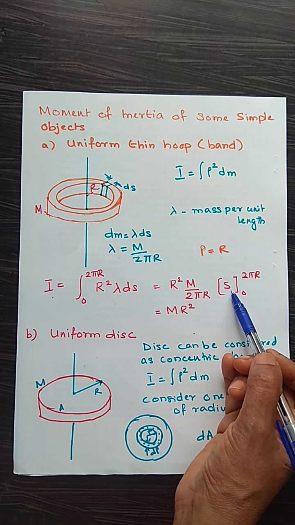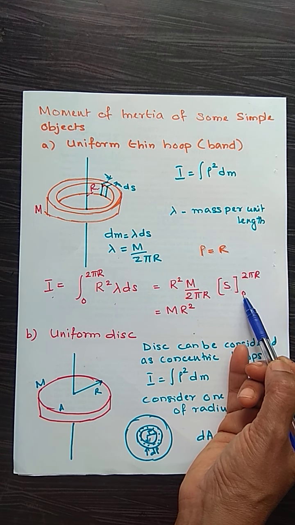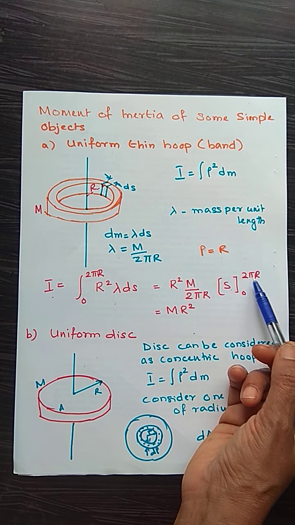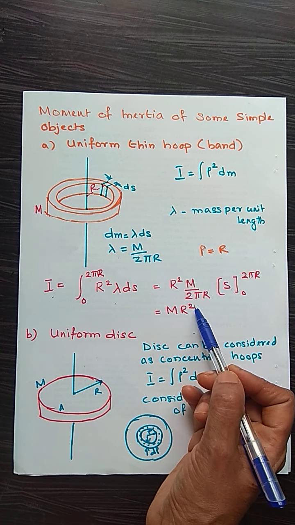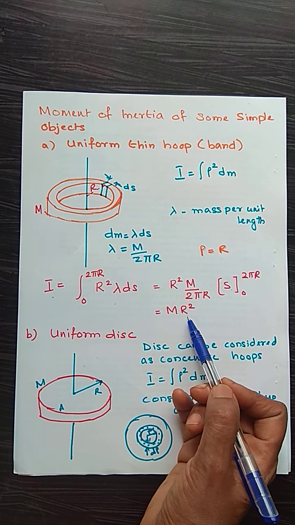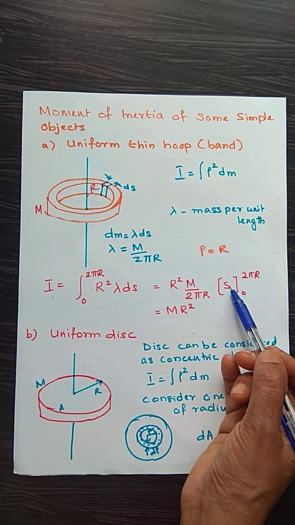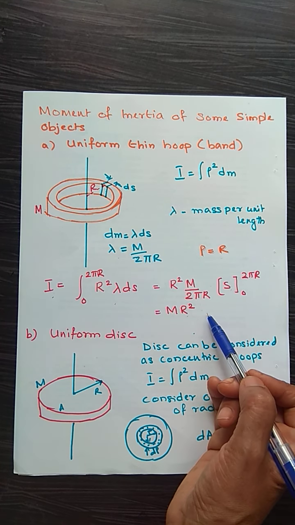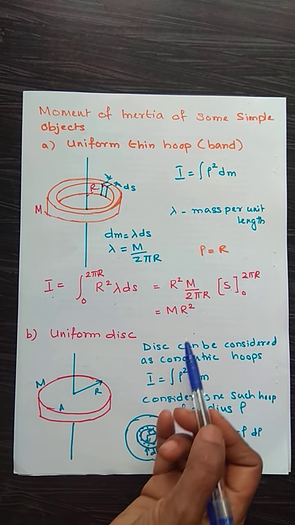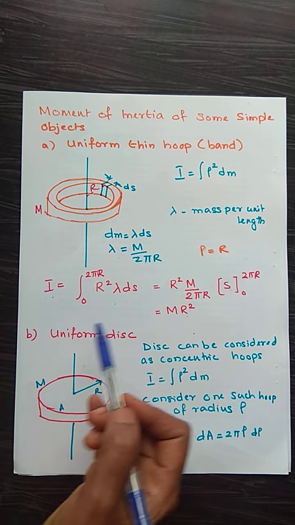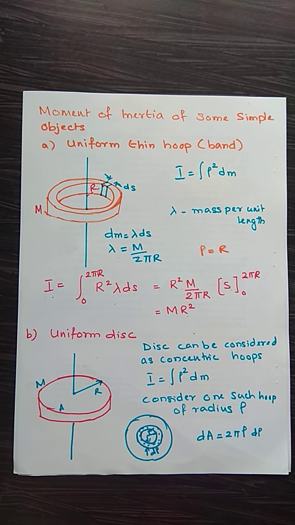The integral of ds is s, with limits 0 and 2 pi r. You apply the limits: the upper limit gives r square times m by 2 pi r into 2 pi r, that will be m r square, minus, when you substitute s equal to 0, this will be 0. So the moment of inertia I will be m r square, where m is the mass of this hoop and r is the radius of the hoop.